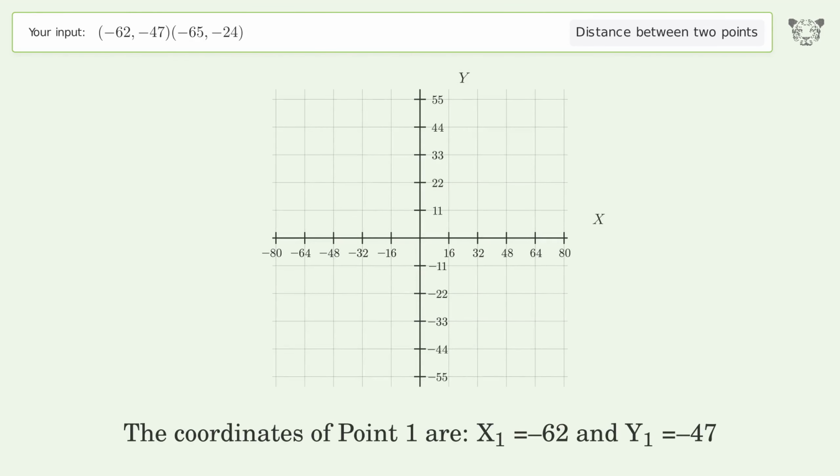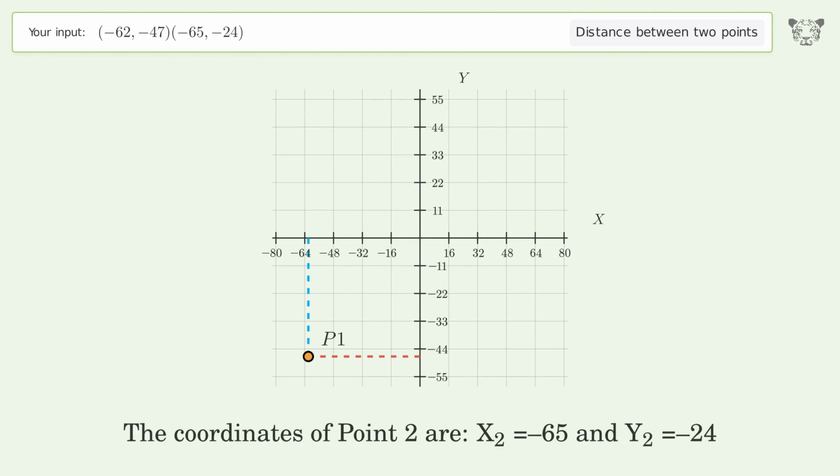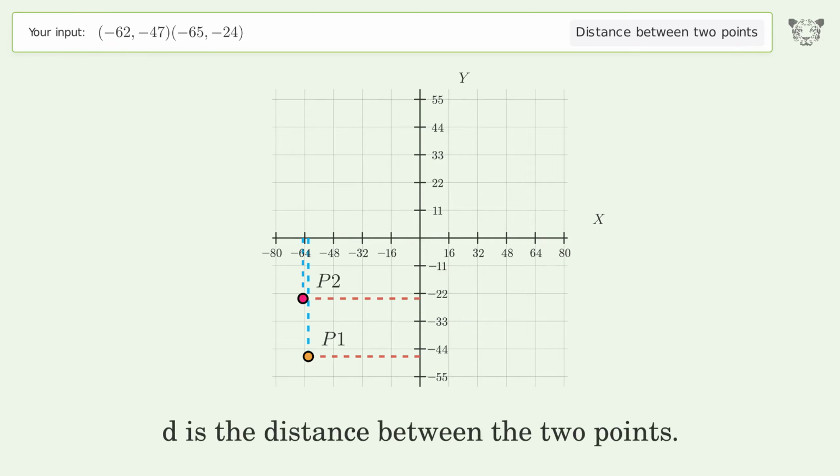The coordinates of point 1 are x1 equals -62 and y1 equals -47. The coordinates of point 2 are x2 equals -65 and y2 equals -24. D is the distance between the 2 points.